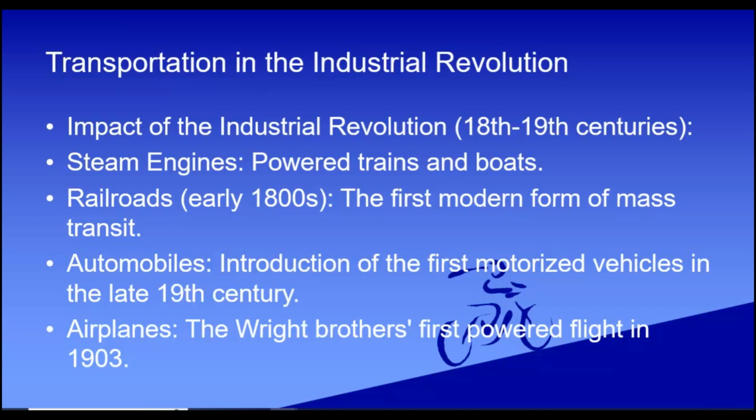Then moving on, we have what we call transportation in the Industrial Revolution. In the Industrial Revolution, at this point, this is the 18th and the 19th century, there is much more understanding. There has been a lot of development in the field of transportation, even when it is not in the sense of what we have in our current world.